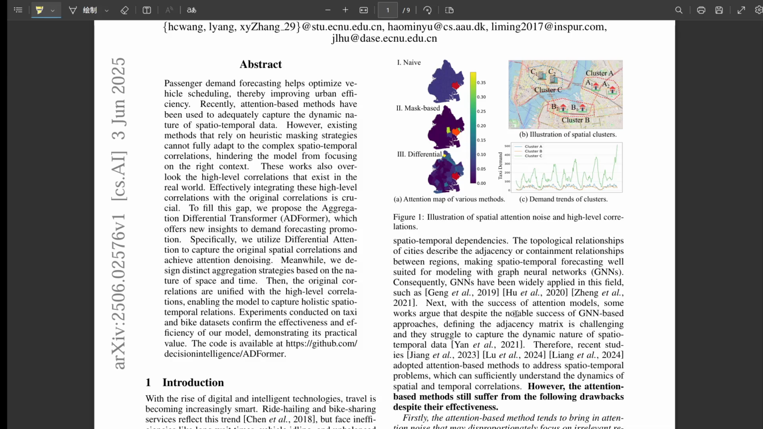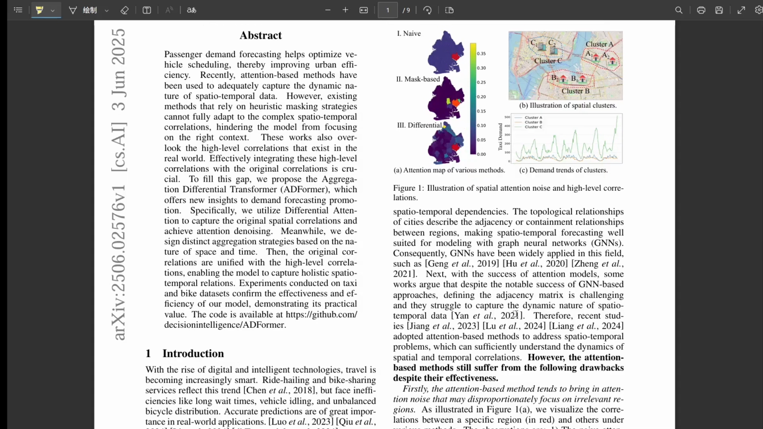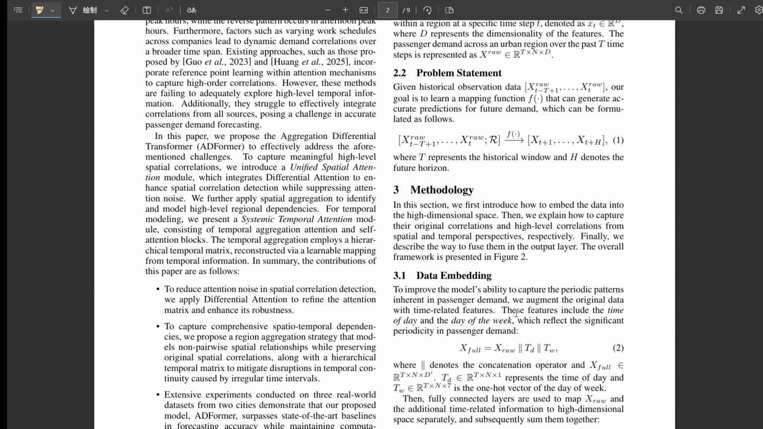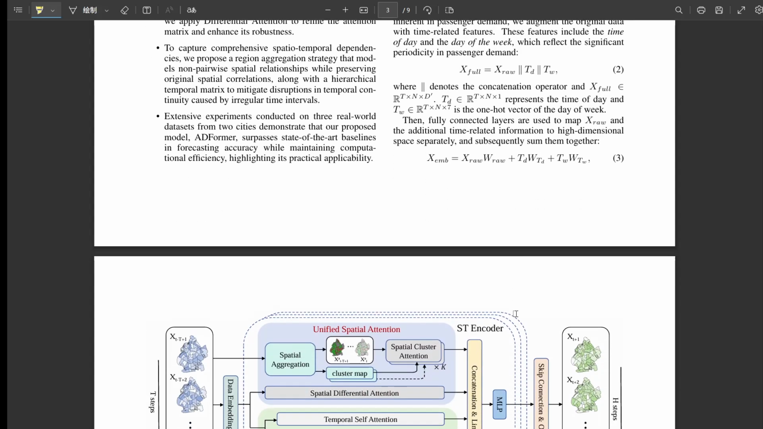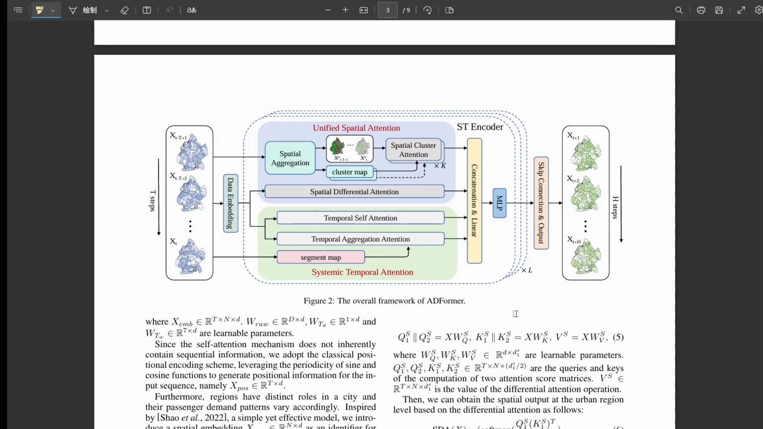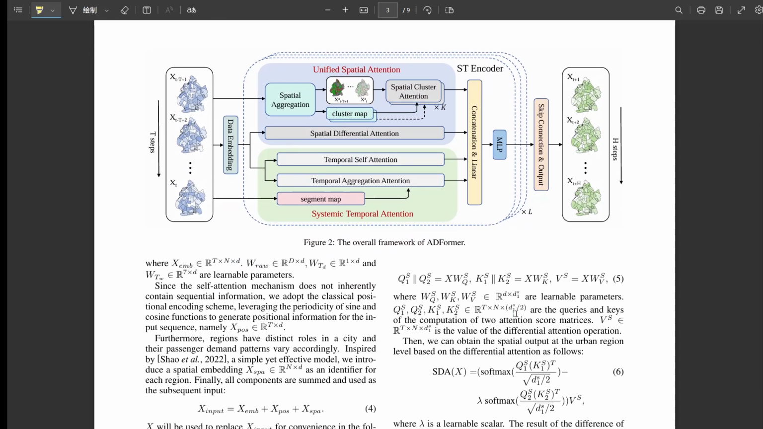That brings us to the second spatial innovation, the Spatial Cluster Attention, or SCA module. This part is specifically designed to capture those high-level spatial correlations based on function. The core idea is simple. Stop looking only at individual regions. Look at groups or spatial clusters of regions that behave similarly. And how does it figure out which regions belong together? Is it just geography again, grouping nearby areas? No, and this is another key point the paper makes. It's not based on geographical proximity. It's based on the similarity of their historical demand patterns.